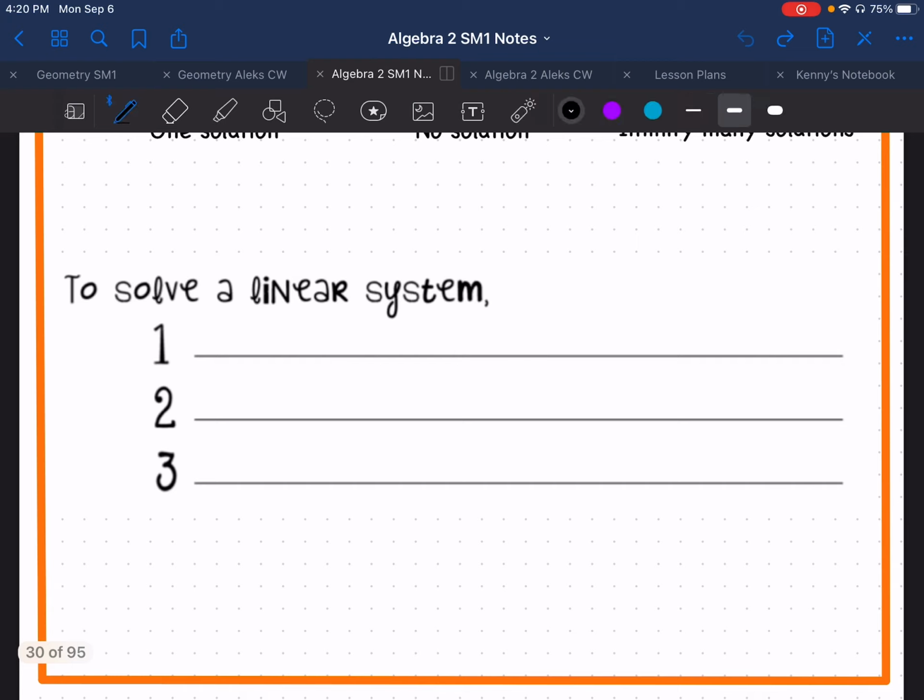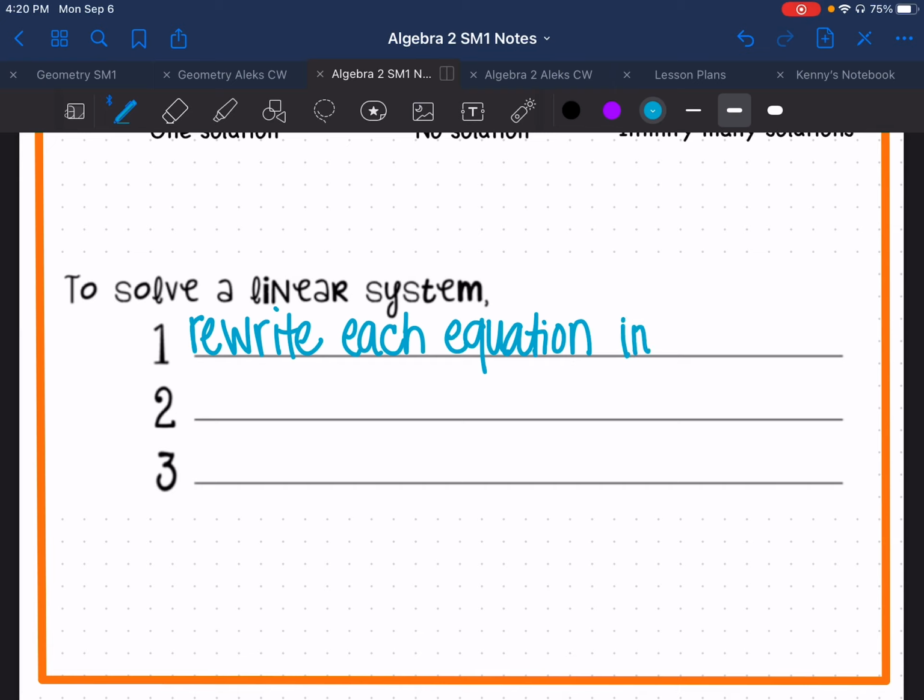To solve a linear system, there are three steps for us to keep in mind. The first thing that we need to do is rewrite each of our equations in our slope-intercept form. If you remember, this is our y equals mx plus b. We need to write it in that form.